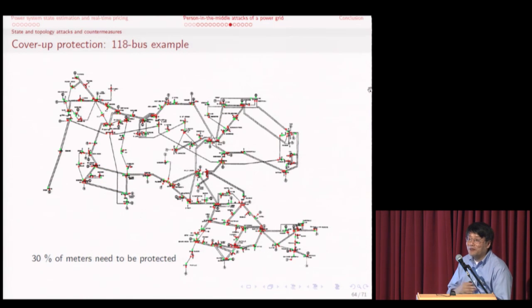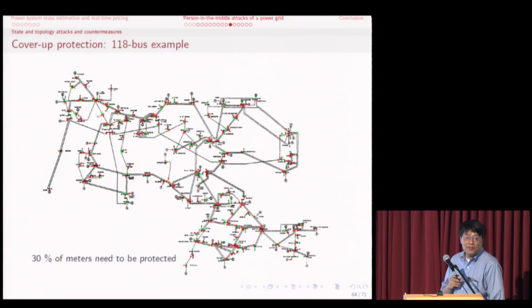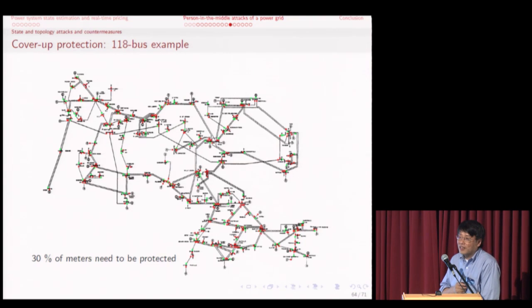You can look at an even bigger network. This is a 118 bus system, for which you first find the spanning tree, and roughly about 30% of the meters have to be protected for these networks, so that any attack on either the state or the topology will be detected.